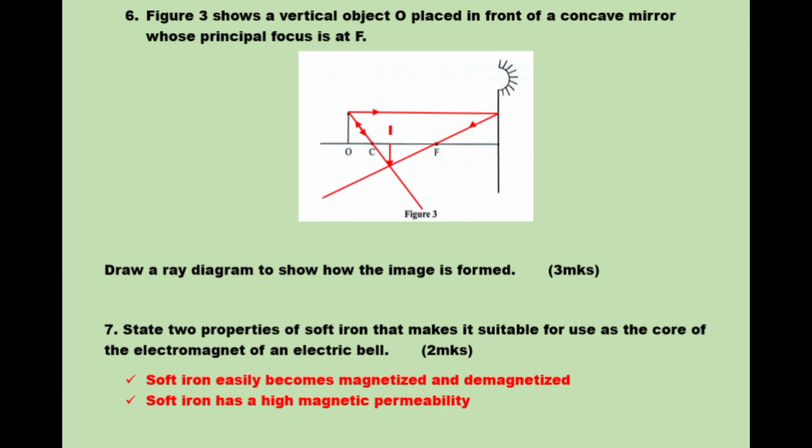Remember, all the rays are real, so that means we'll have complete lines. We'll not use dotted lines anywhere because the rays are real.